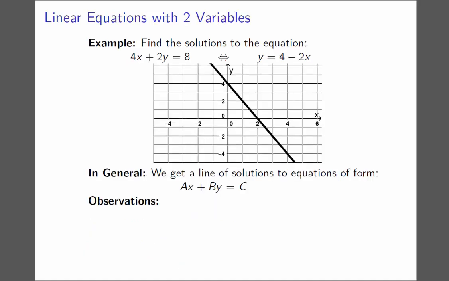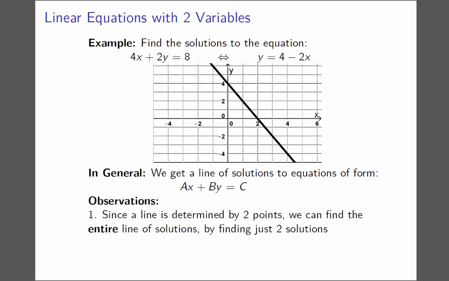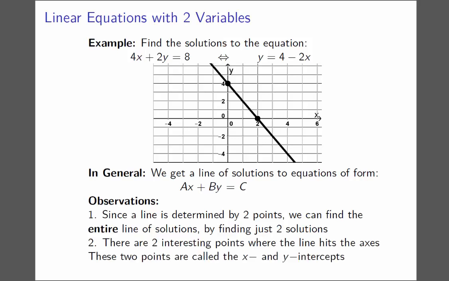Let's make some observations. Since a line is determined by 2 points, we can find the entire line of solutions by finding just 2 solutions. We also notice there are 2 interesting points where the line hits the axes. These 2 points are called the x and y intercepts. The x-intercept is where the line hits the x-axis, and the y-intercept is where the line hits the y-axis. So we can get all the solutions just by finding the intercepts. We'll see how to do this in the next video.